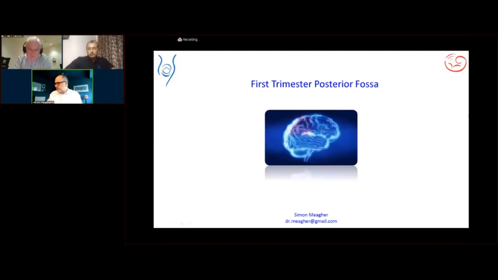Prashant, you mentioned that there's certain clues to diagnosis in the first trimester, but is there imaging sufficiently? Can we get enough information from imaging in the first trimester to, for instance, make decisions around termination of pregnancy? Or I guess this is something that you will cover, Simon.